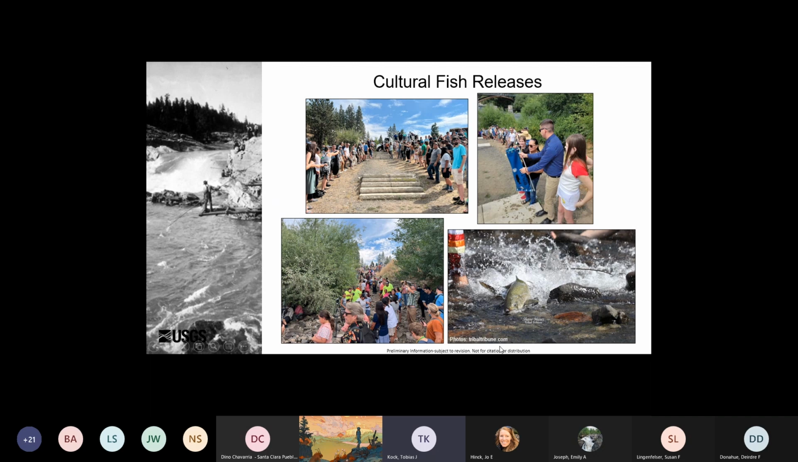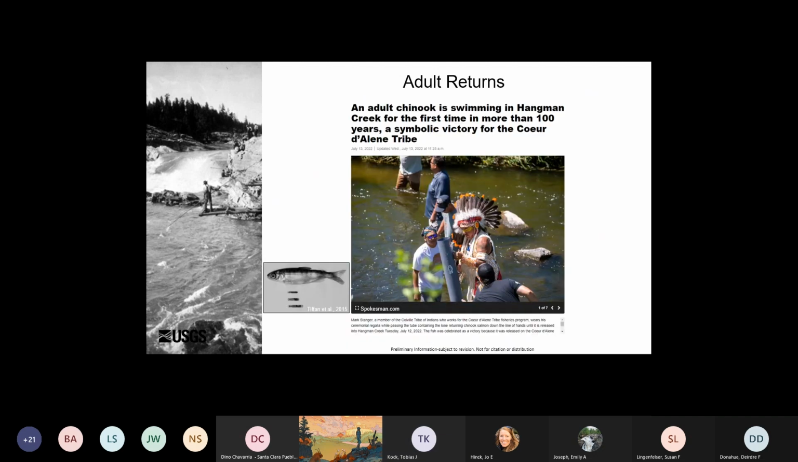And so, again, these efforts are showing up on newsreels, they're showing up in newspaper articles, and they are generating a lot of excitement. In addition to generating excitement, I talked about some of the juvenile releases where they were releasing juvenile salmon with PIT tags in them just to see what kind of survival rates those fish experience as they outmigrate through the main stem Columbia River. And they're actually getting some adult returns back.